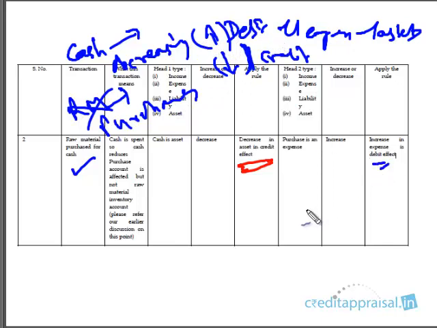Just listen to this chapter as a story. As I told you, you need not actually get into what are the two heads, what is affected, what is increase, what is decrease, what is credit effect, what is debit effect. Try to grasp as much as you can. Even if you're not able to grasp even an iota of this chapter, it doesn't matter. Just for the sake of completeness, we're discussing this chapter. So we'll go on and see a couple more examples.